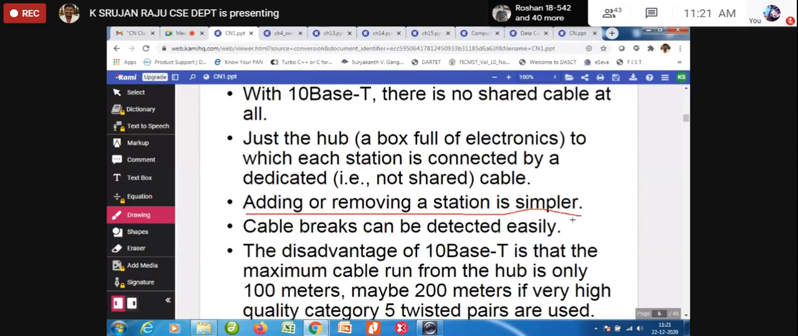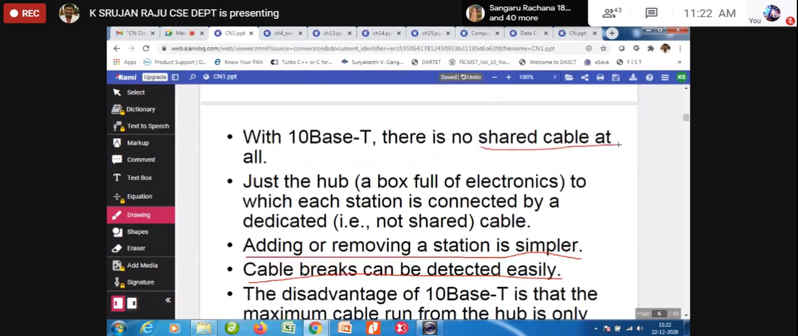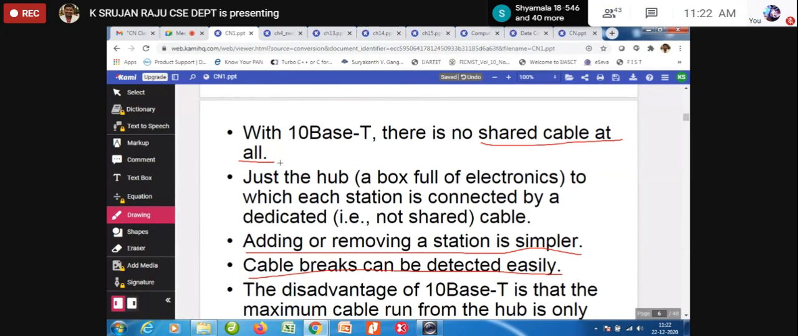Adding and removing a station is quite simple, and cable breaks can be easily detected. You can identify which one is not working by checking the hub: each port has a blinking light. If it is not blinking, there is a problem with that particular cable. Another important point is that all links are point to point, so there is no shared cable at all. If one particular system is affected, nothing happens to the other systems.